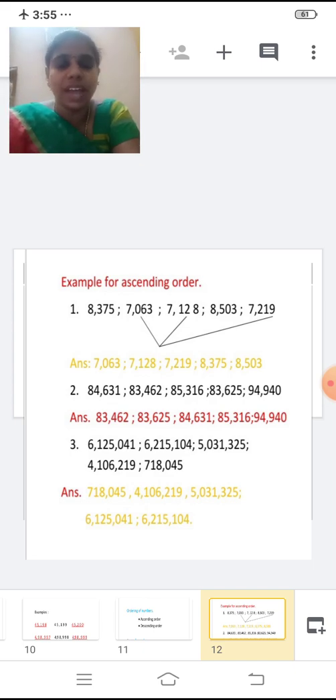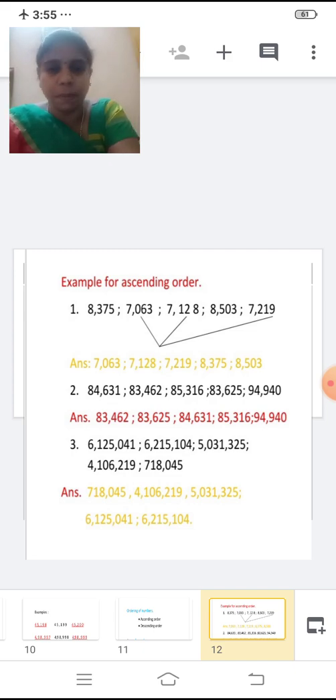The last number has fewer digits. The greater the number of digits, the greater the number, right? So if the number of digits is less, the number is smaller. So 718,045 is the smallest number. So 718,045.